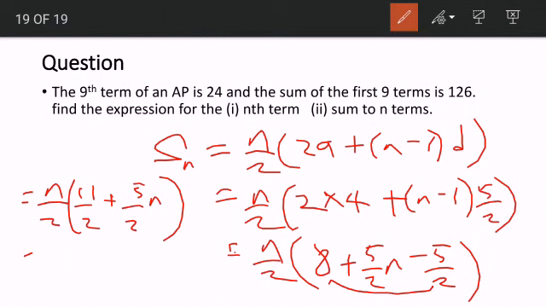So if we open up the bracket now, it's going to give us 11n plus 5n squared all over 4, because 4 is the LCM. Wow, this is awesome.